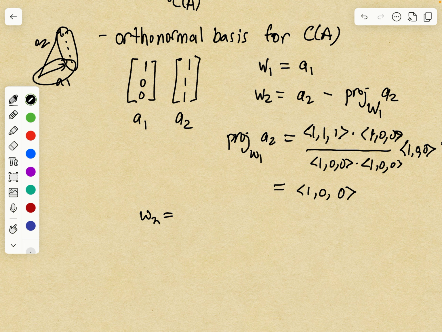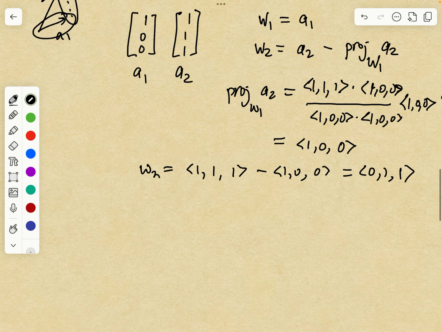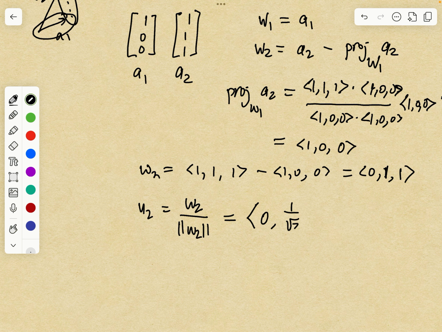Okay, so W2 is equal to 1, 1, 1. That's A2 minus the projection, which is 1, 0, 0. So then you get 0, 1, 1. So that's our W2, and then what we need to do is make this unit length, so we divide by the length. U2 is W2 divided by the length of W2, and W2 has length the square root of 2, because it's the square root of 0 squared plus 1 squared plus 1 squared. So U2 is going to be 0, 1 over root 2, 1 over root 2.